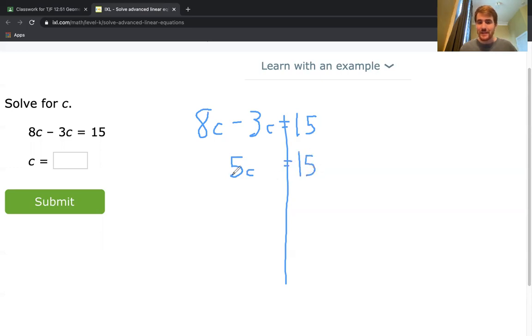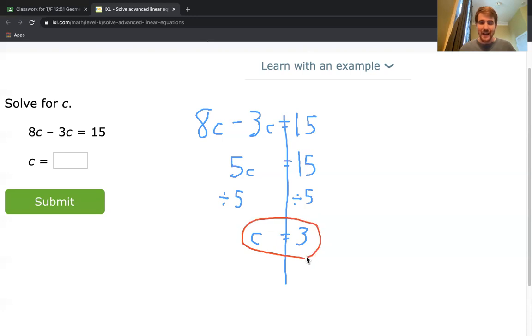Then we want to get c by itself. Remember, 5c doesn't mean 5 plus c or 5 divided by c. It means 5 times c. So we have to think, what is the opposite of multiplying, of timesing by 5? It's dividing by 5. So we're going to do divided by 5. And if we do something on one side, we got to do it on the other side. Divided by 5. That leaves us with c over here, and 15 divided by 5 is 3. So this is our answer.